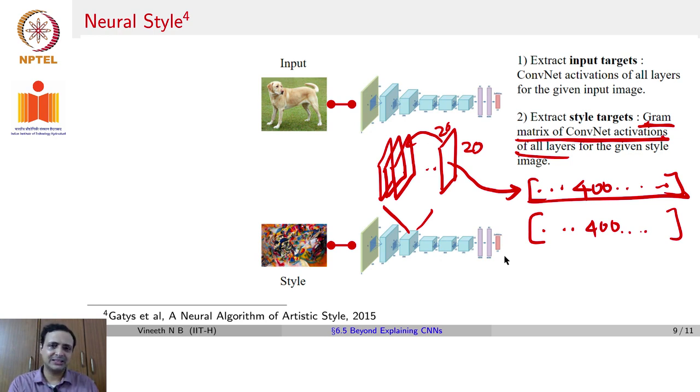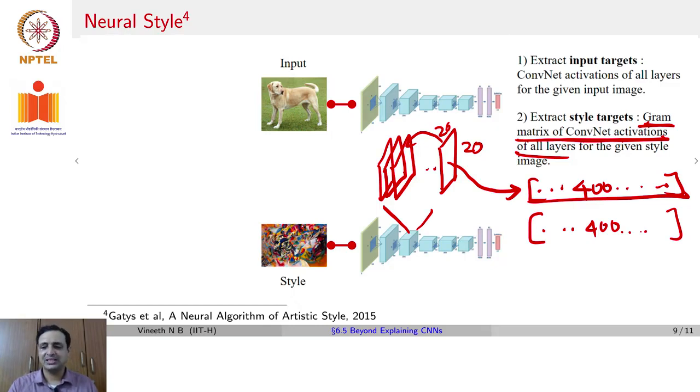Why is this a style target? There's no clear answer, but one could surmise that this is because the relationships between the filters give us an idea of what style is being understood by the neural network. That's the broad idea here.